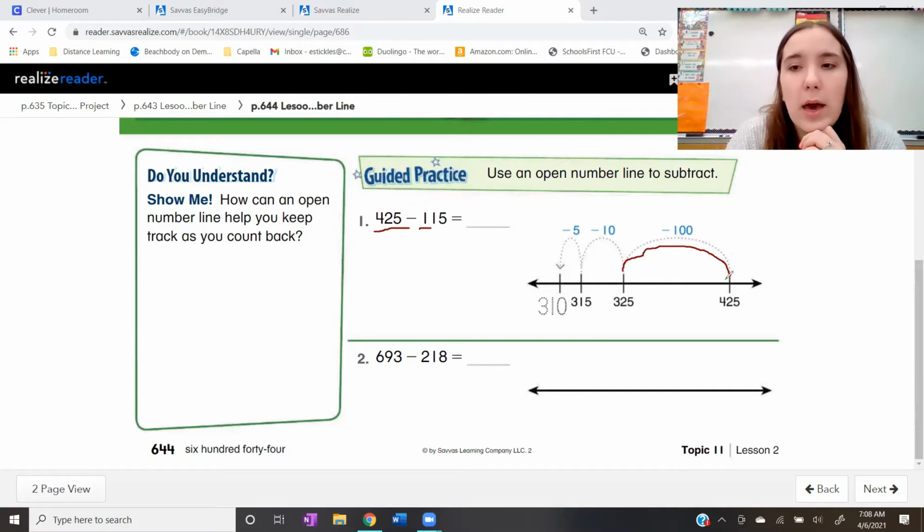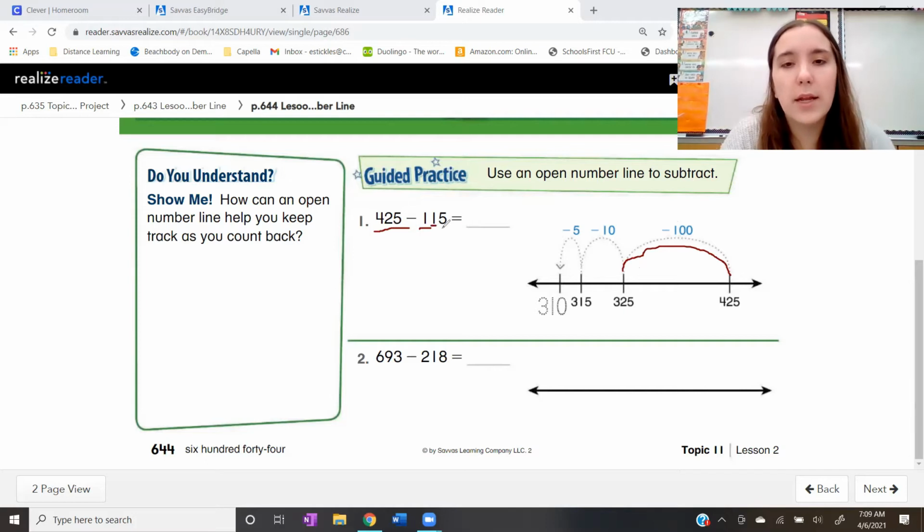And we talked about yesterday how if I take away 100, my hundreds place will change. So I had 400s and I took away 1. So now I have 300s. So 425 minus 100 is 325. Now I can go on to my tens.